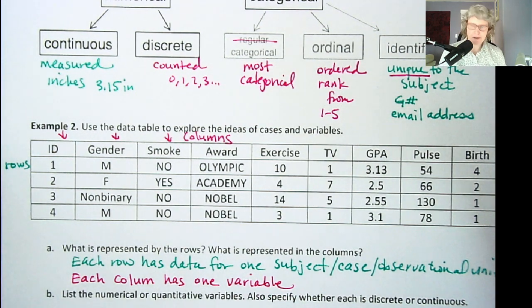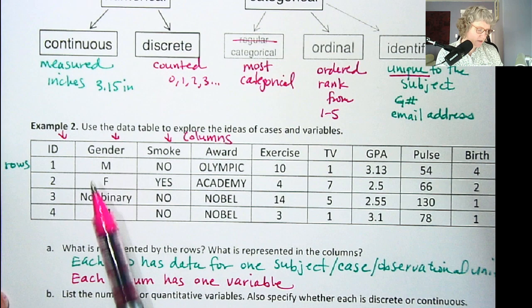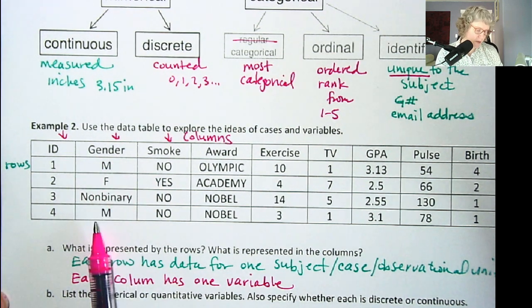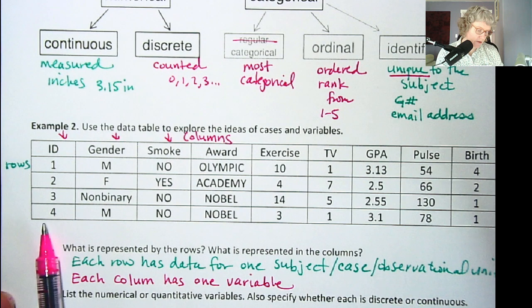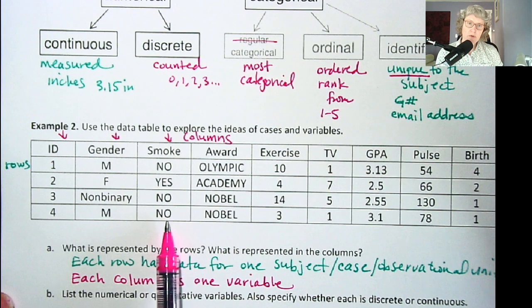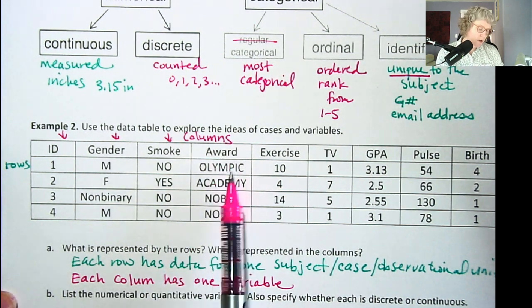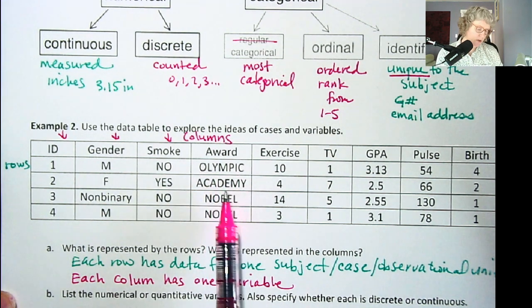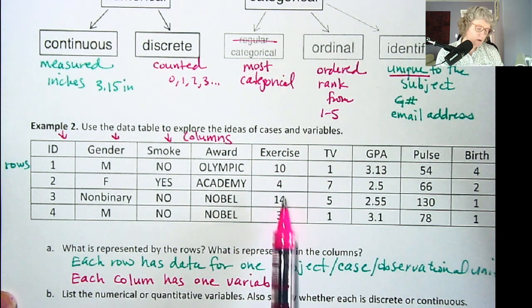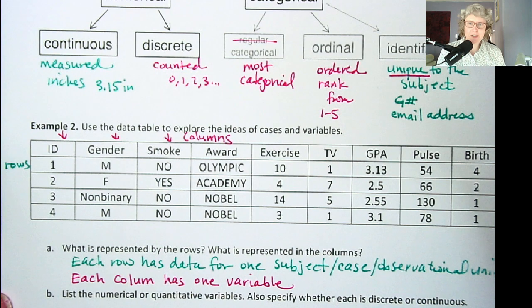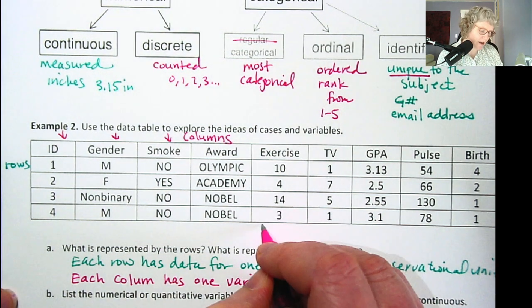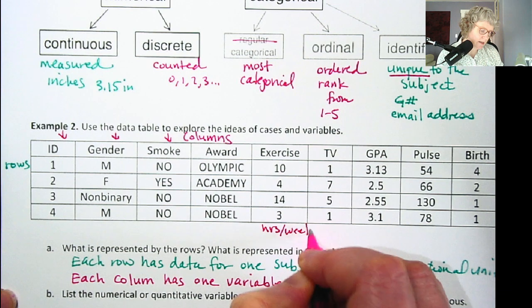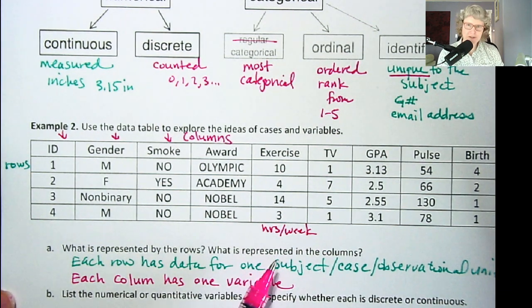Okay, now I might not know everything about the context of these variables, but let's take a look. So gender, I can see, is male, female, or non-binary. We've got this identifier, 1, 2, 3, 4, some kind of ID number. Smoke, I assume, is smoking, yes or no. Award is maybe which type of award you would rather win: Olympic Award, Academy Award, Nobel Award. Exercise, 10, 4, 14, 3. Now this is where we need units, right? So I'm going to guess maybe this is like hours per week, but I don't know that for sure, but this is why units are really important.